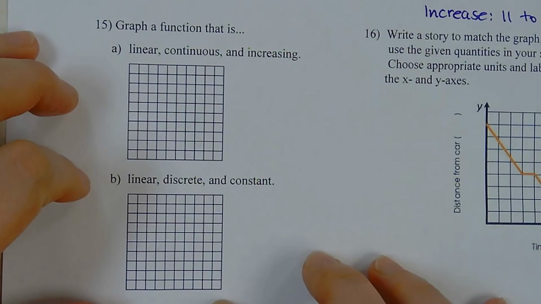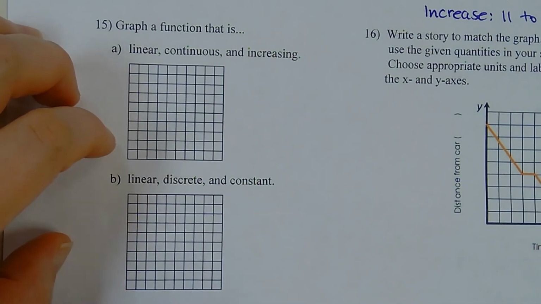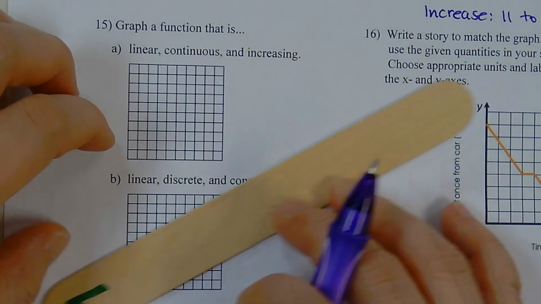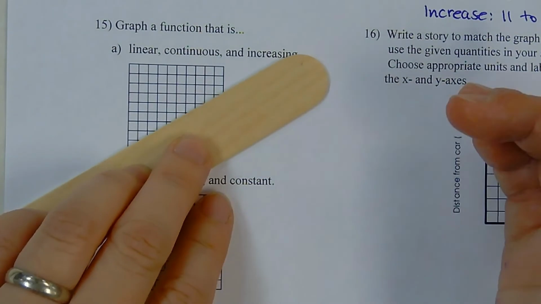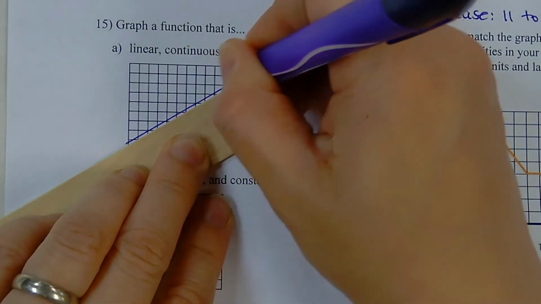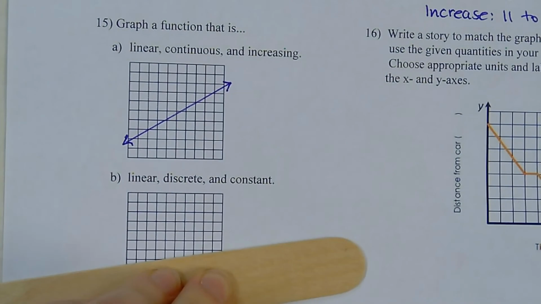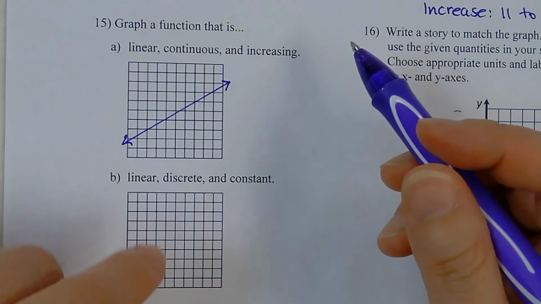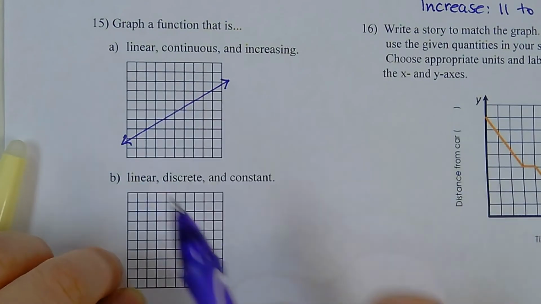Graph a function that is linear, continuous, and increasing. So linear means a line, so we're going to draw a line. And it's continuous, which means we're going to draw one continuous line, we're not going to do distinct points. And increasing means we're going to go up this way. So it'll just be like, boom. And we're going to put arrows in there to show that it goes on forever, because linear. I guess you could do a line segment as well, I just like to do it this way. So here's increasing, continuous, and linear.